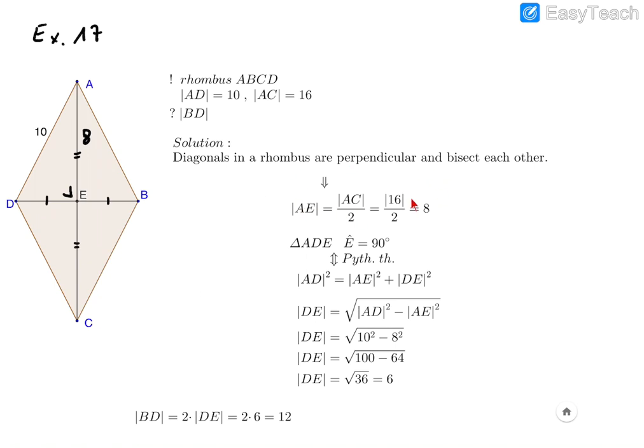Because if we know that AE is 8, we can simply work in, for instance, triangle ADE, and therefore look for DE. DE isn't, of course, the answer to the question because we need the length of the small diagonal, so times 2, and thus 12.